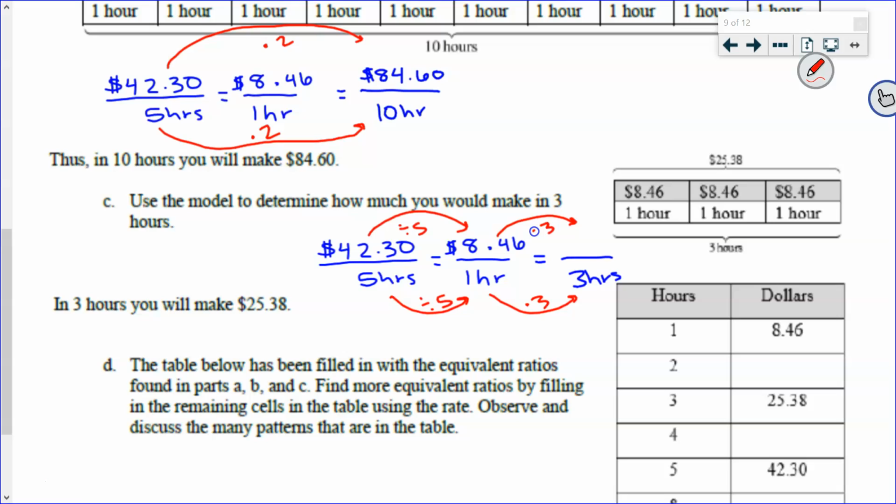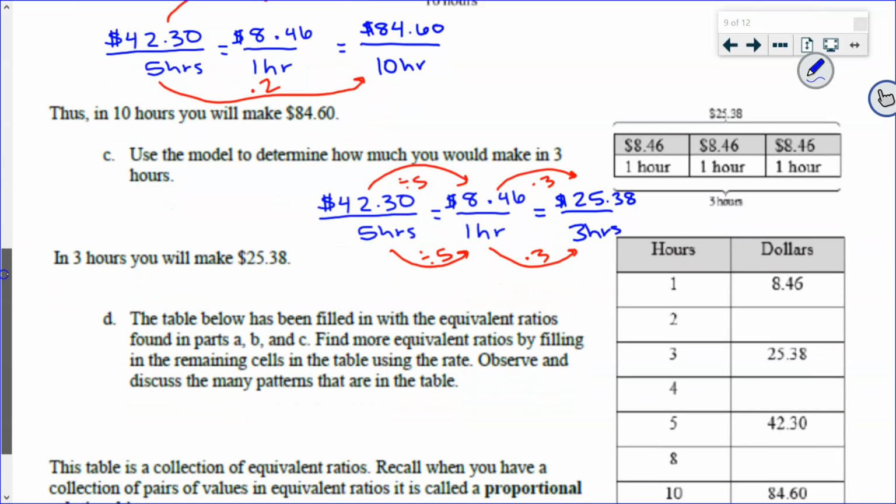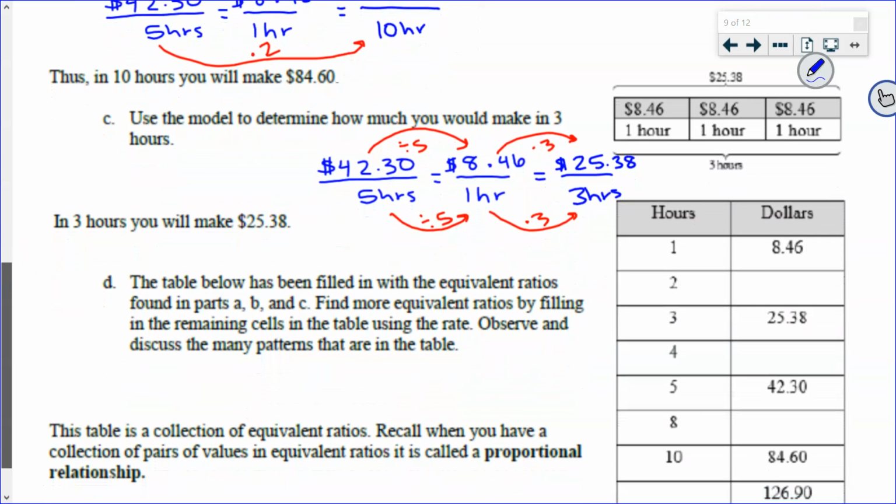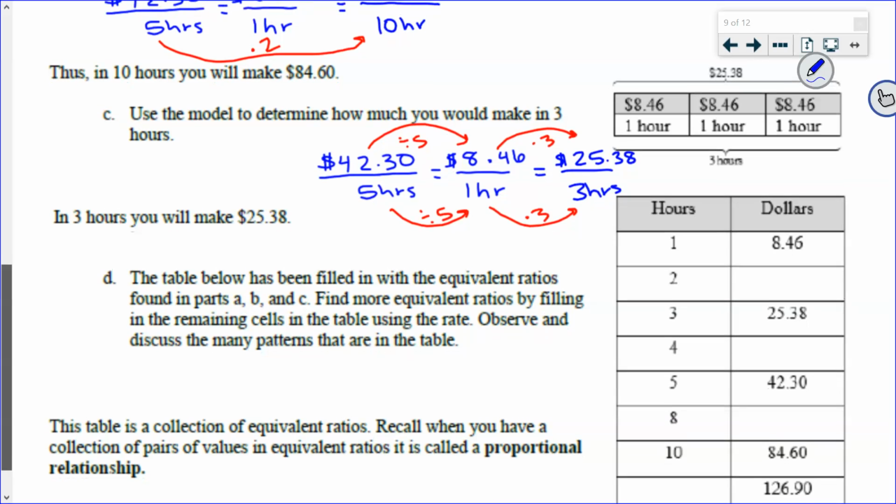So that 1 is multiplied by 3, so the $8.46 is also going to be multiplied by 3, and we get, anybody? Here it is, $25.38. So, unit rates and equivalent ratios, making a connection here.